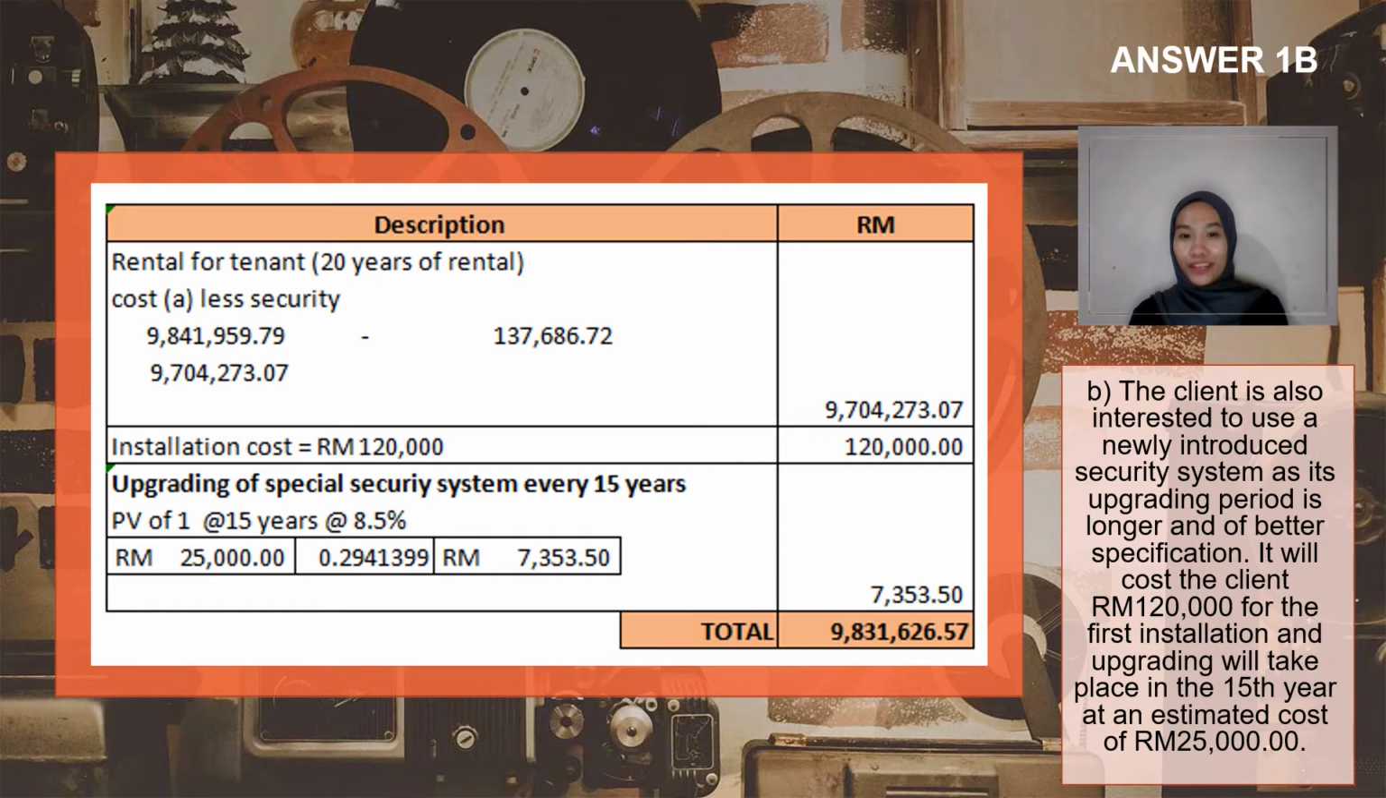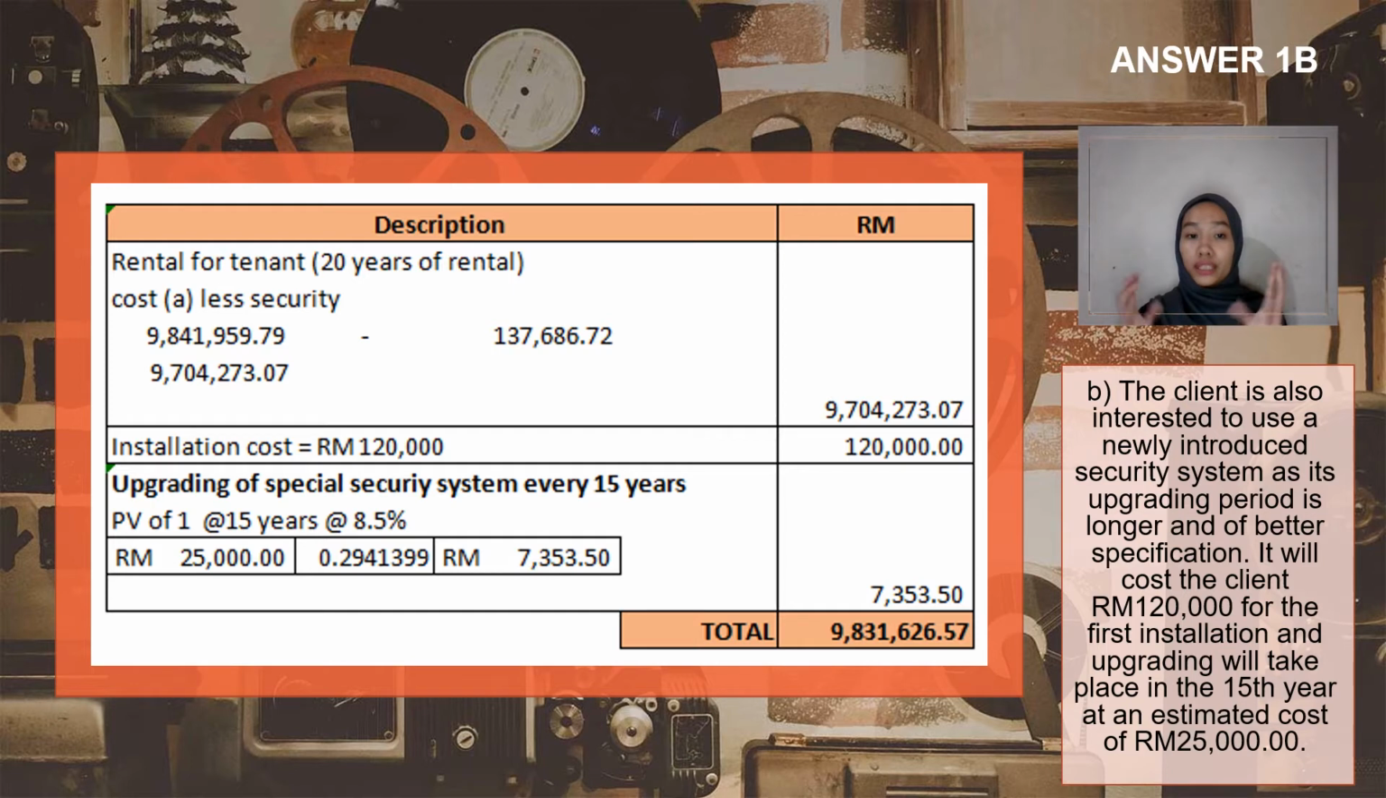Okay, back with question 1B. The client is interested in changing and upgrading to the new security system that was introduced, because the upgrading period is longer and it also has better specifications than before. The client also stated that the installation cost is 120,000, which is different from before.